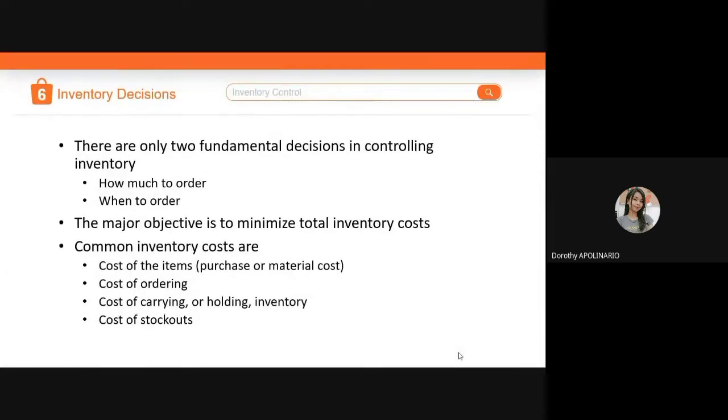Next are the inventory decisions. There are only two fundamental decisions in controlling inventory. The first one is how much to order, and the second one is when to order. The major objective of controlling inventory is to minimize total inventory costs. And the common inventory costs are the cost of the items, cost of ordering, cost of carrying or holding inventory, and lastly, the cost of stockouts.